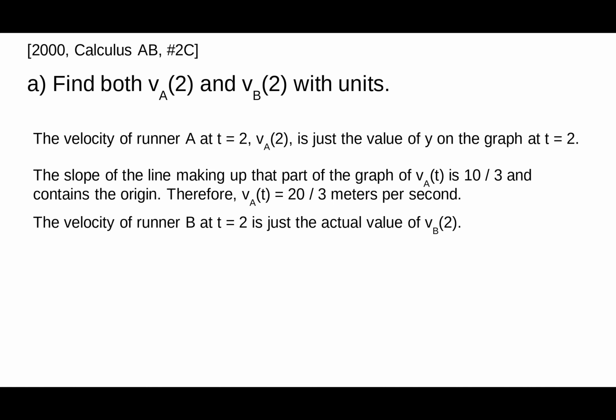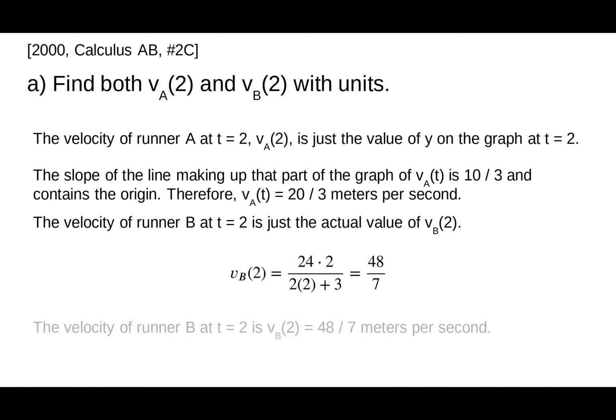The velocity of runner B is given by a function, so we actually have to evaluate the function VB of t at 2. If we plug that in, VB of 2 is 24 times 2 over 2 times 2 plus 3, and we get 48/7. So at t equals 2, the velocity of runner B is 48/7 meters per second.